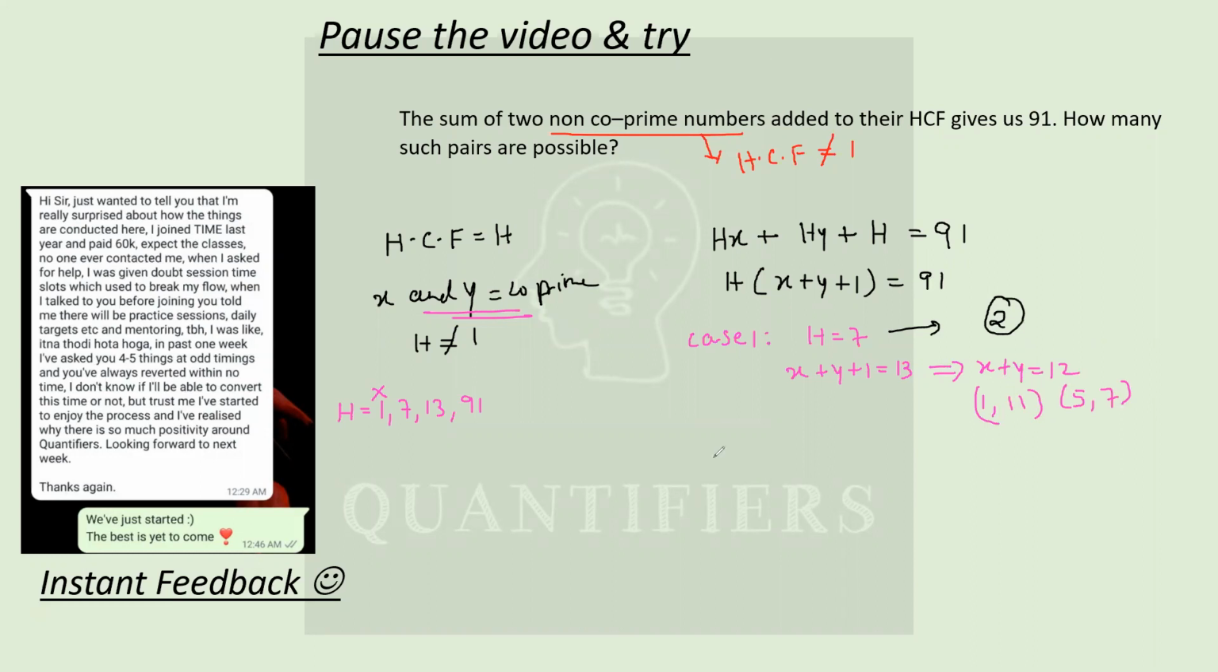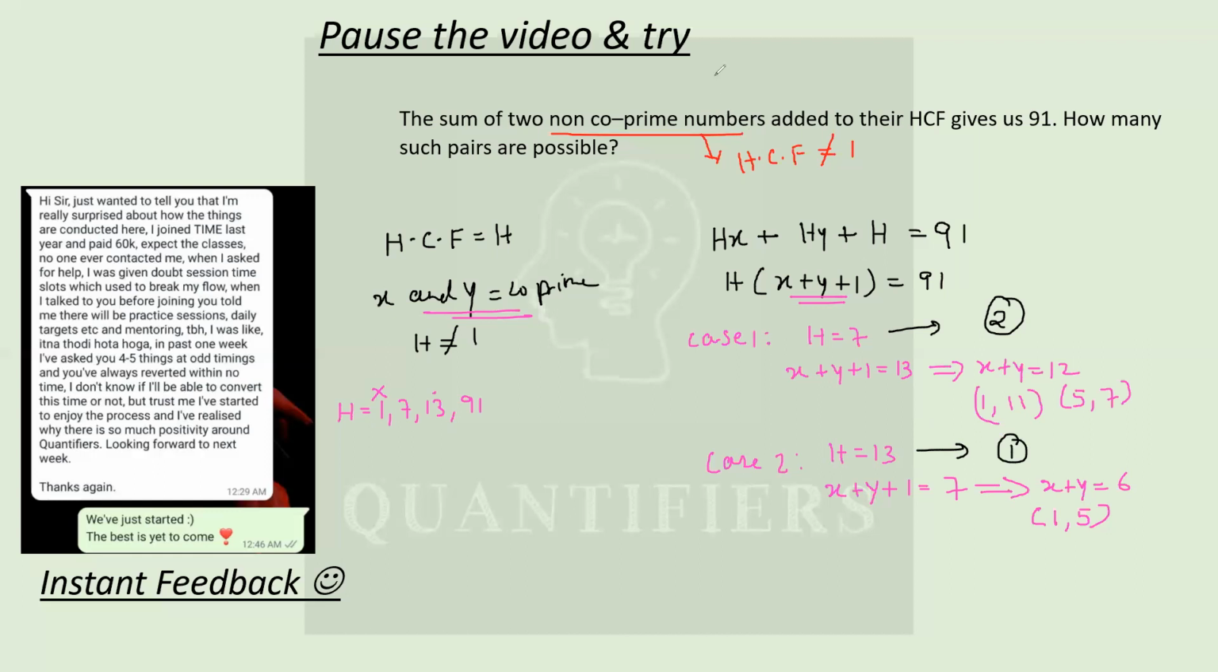Now, let us look at the other case. Case 2, when let's say highest common factor is now 13. So if H is equal to 13, now 13 into something is 91. So can I say 13 into 7 is 91? So from here we'll get X plus Y plus 1 will be equal to 7, which can further be simplified as X plus Y is equal to 6. Now students, from here there is only one case possible. One of them will be 1 and the other number will be 5. No other case is possible. So from here we are getting only one case.